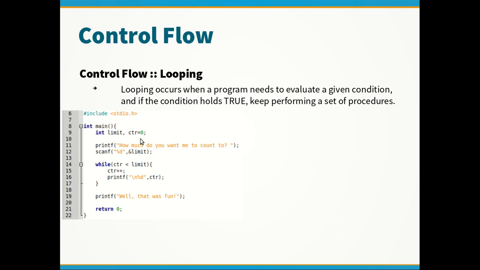So in this example, we are given counter equals 1. That is our initialization. We set an initial value to our counter variable, because our counter variable is used in our condition here in the while loop, wherein the condition states that while, or for as long as, CTR is lesser than the limit, being another variable whose value depends on the user input.